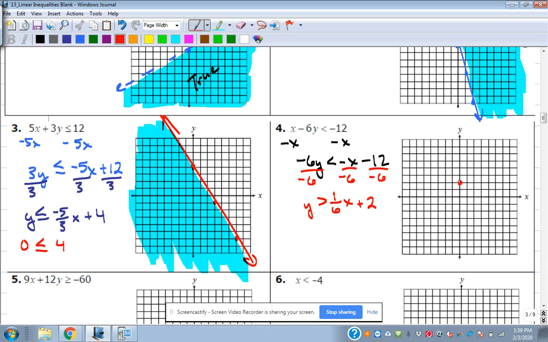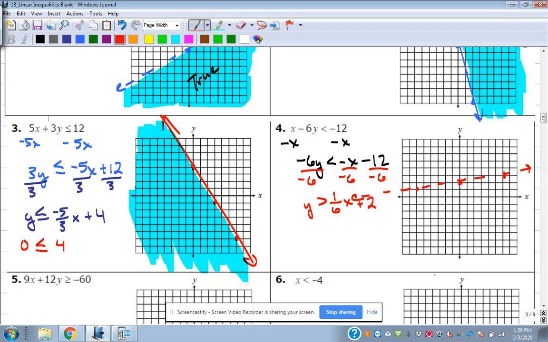So I'm going to go to 2 up 1 over 6. 1, 2, 3, 4, 5, 6. Y not equal to. I usually will do 2 dots on each, or 1 dot on each side. Makes my line look a little bit better when I draw it. Y'all may be better at it than I am.